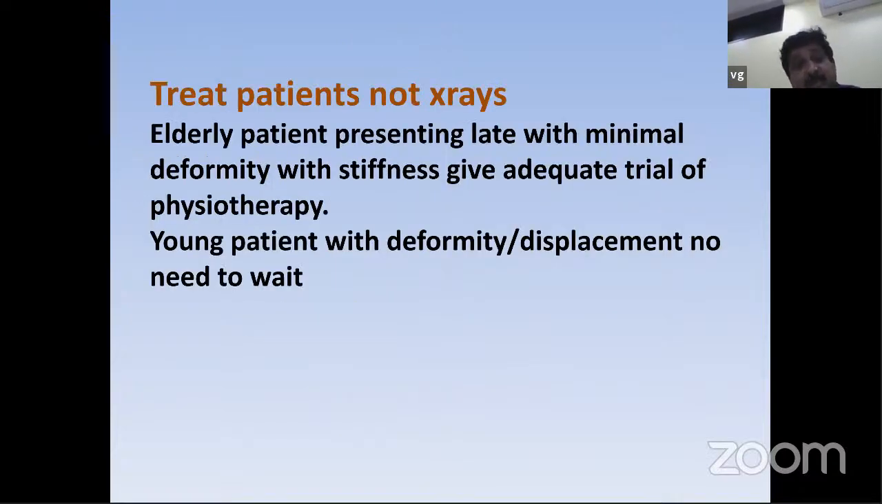But we must remember one thing, we should treat patients, not x-rays. For an elderly patient presenting late with a minimal deformity and stiffness, give adequate trial of physiotherapy, so that once you treat the stiffness, many people will become functional and they'll be happy with the fracture. You don't just see the patient with early malunion and advise surgery. But in case the patient is young and there's a deformity and displacement, because they are young, they have much more time to live and they are very active. These patients, you should not wait and should try to correct the deformity.